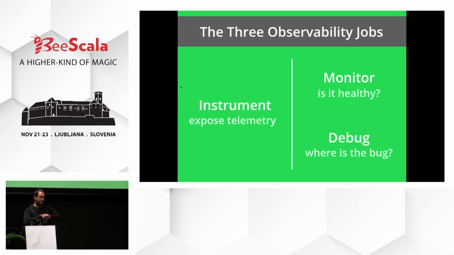The first thing that you should know is that there are 3 jobs that you need to get done when you talk about observability. One thing is to instrument your app. That's basically just gathering some information out of it. Find a way to measure the behavior of your app and be able to put this data somewhere else.